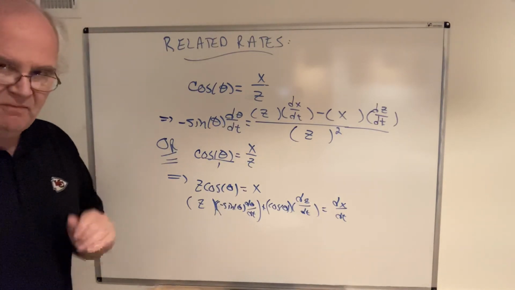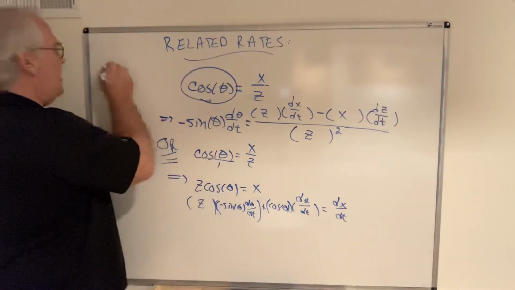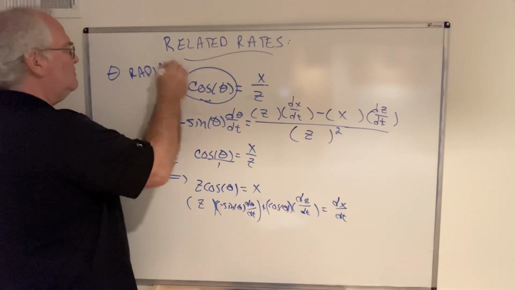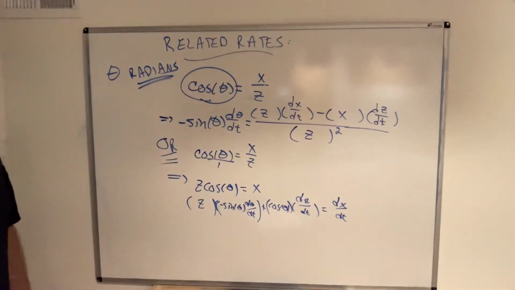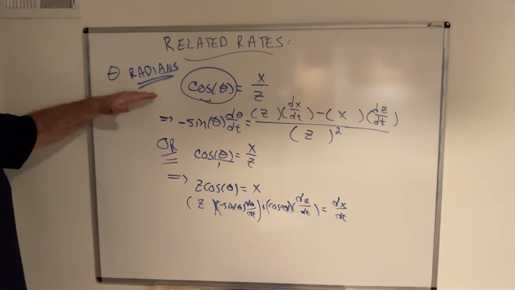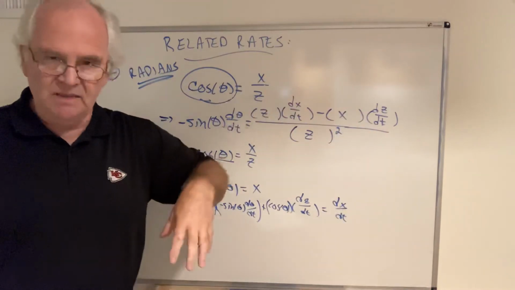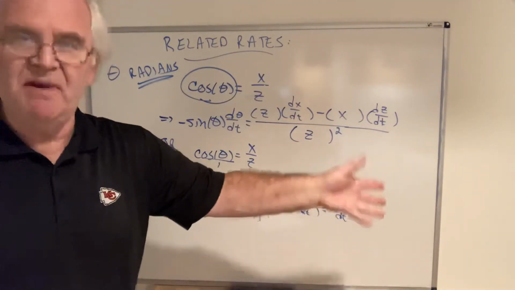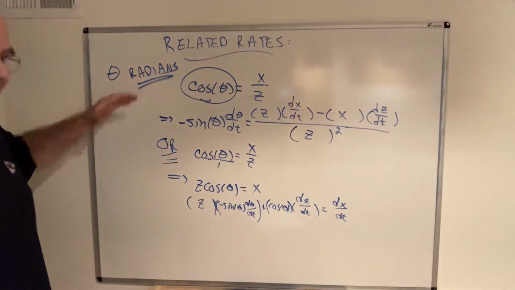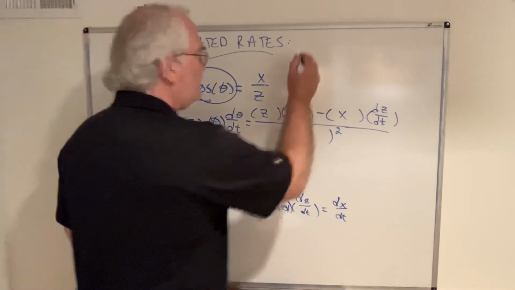One small detail before I leave off. Theta must be in radians. So if we're talking about given in revolutions, convert to radians. If you're given in degrees, it actually is best to convert to radians. Convert everything to radians.